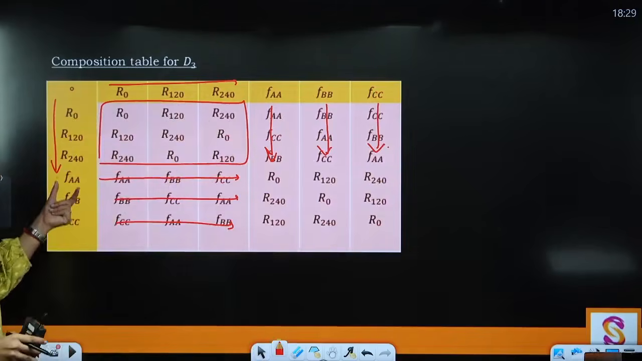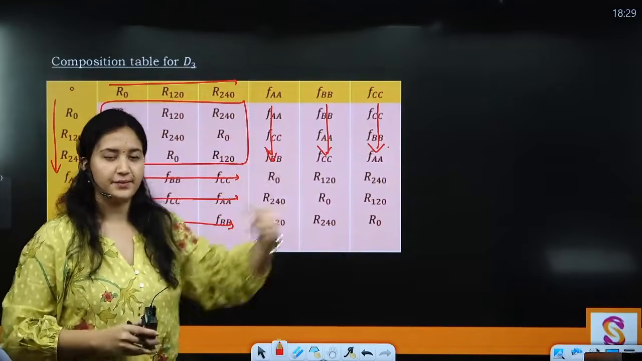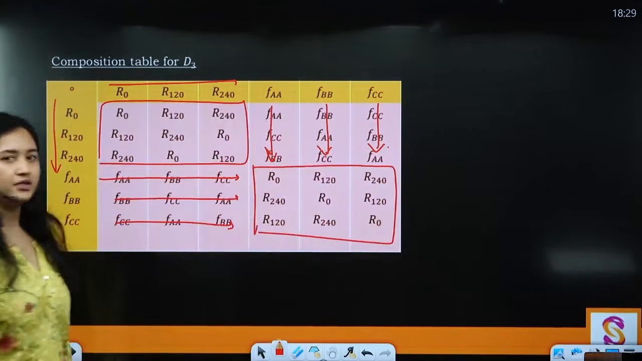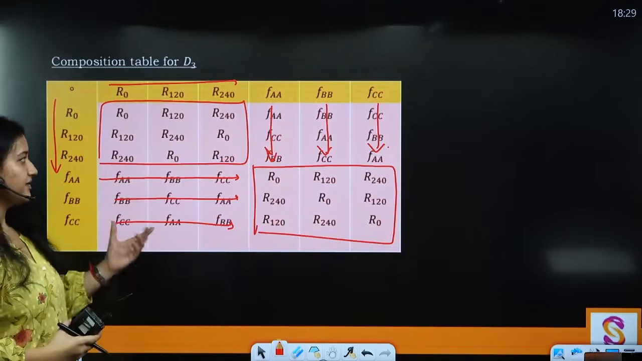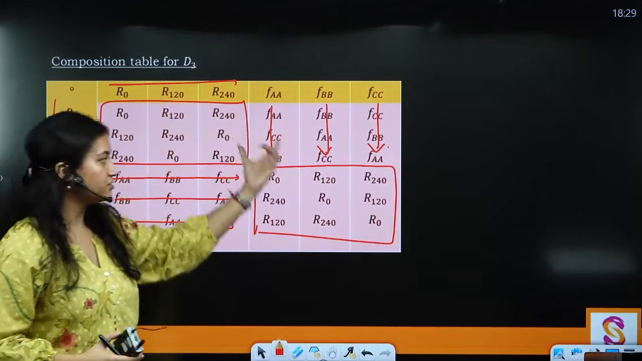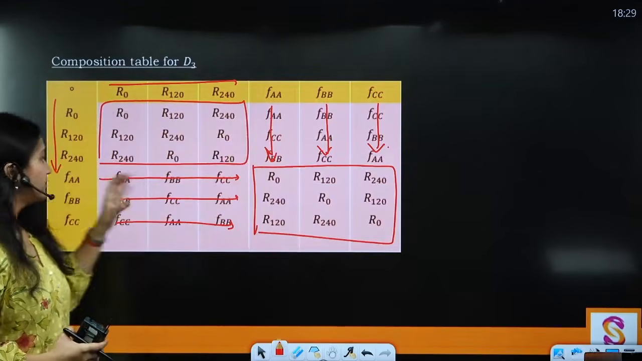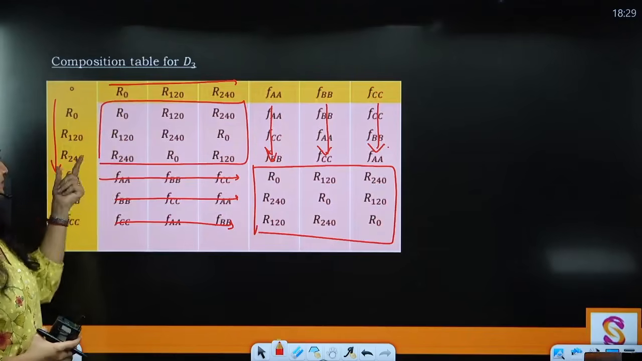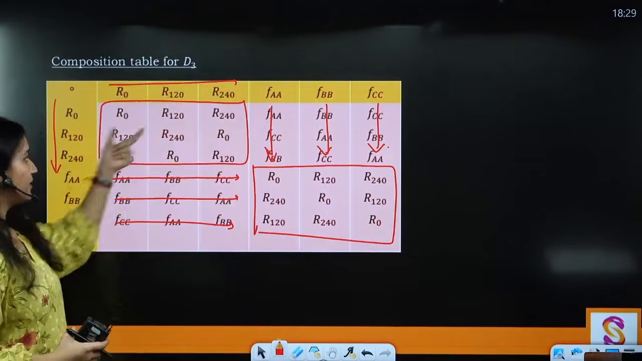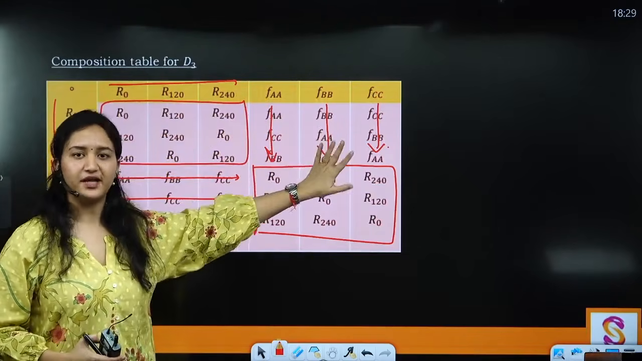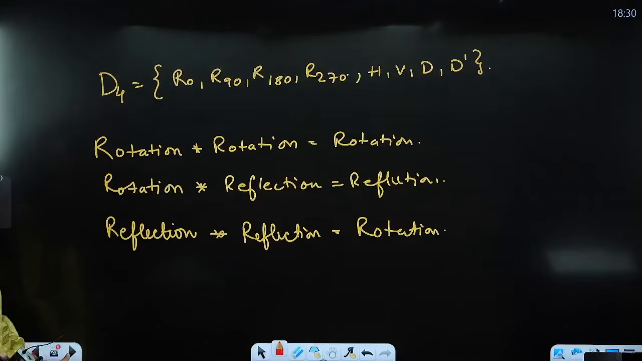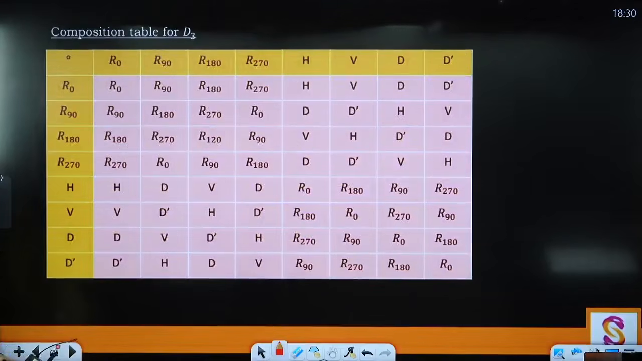But when I am combining two reflections, what am I getting? Again I am getting all the rotations. So from here you can verify that when you are applying two rotations, you are going to get rotations. When you are applying two reflections, again you are going to get rotations. And when you mix both of them, that is one reflection, one rotation, or one rotation and one reflection, again you are going to get reflections. Clear? Now let's look over to the composition table for D4.